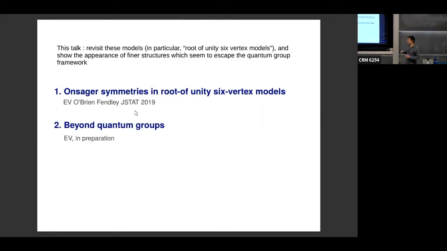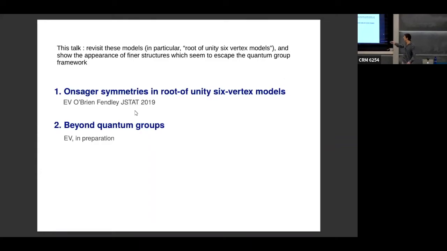The aim of this talk would be to revisit some aspects of these models, in particular the higher spin six-vertex models at some special, what we call root of unity points. And we want to revisit them, showing the appearance of finer structures than what you could get from the quantum group. So the idea is we want to go beyond the quantum group description. And so there will be two parts. The first part on Onsager symmetries, we'll pretty much review what we did with Ed and Paul.